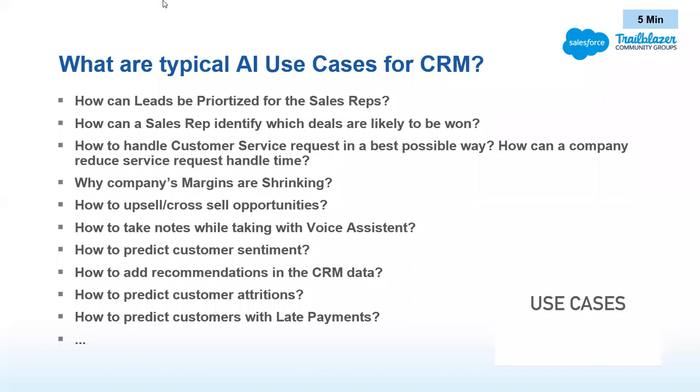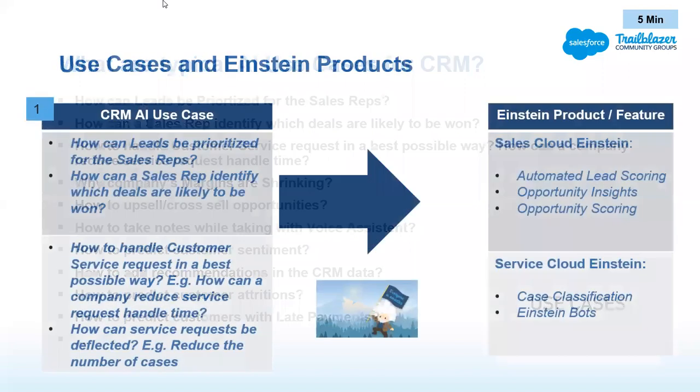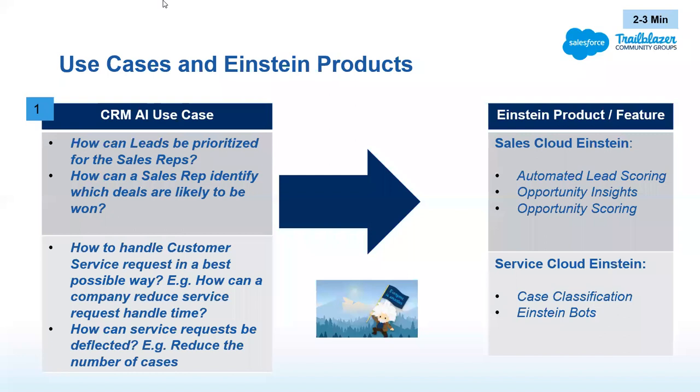Now, we understand that these are the typical use cases. How do you map them to Salesforce products? So how can leads be prioritized for the sales rep? We have Sales Cloud Einstein. How can we handle customer service requests in the best possible way? We have Service Cloud Einstein.